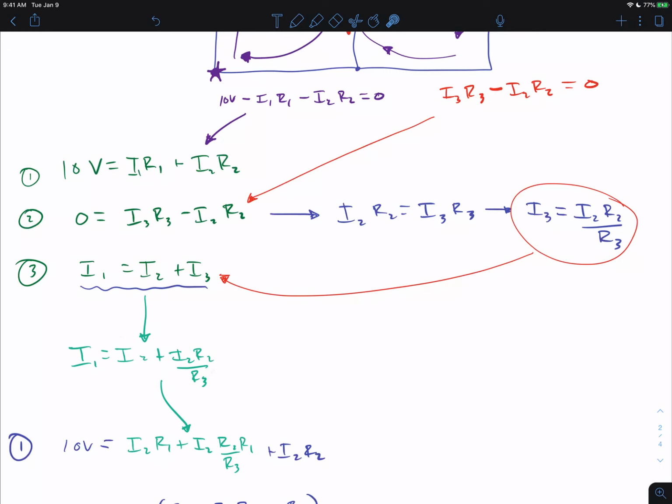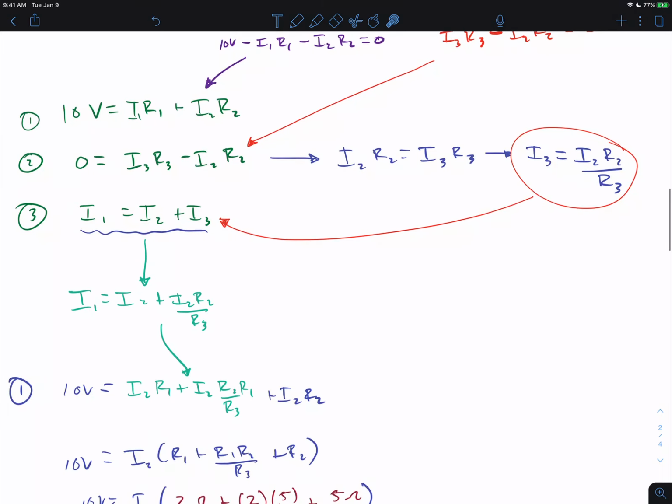And then now we can get rid of I1 by plugging this whole thing right here, that's just in terms of I2, into our first formula. Okay, so here I've gotten rid of I1. So first I got rid of I3 by turning it into terms of I2, and then I got rid of I1 by turning it in terms of I2. So putting all of this together, I have one formula, which is our original equation 1, except now it's completely in terms of I2.